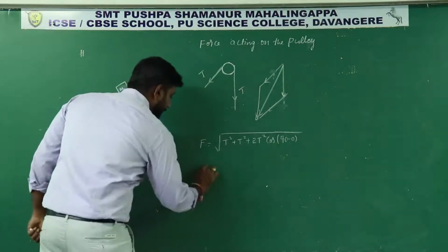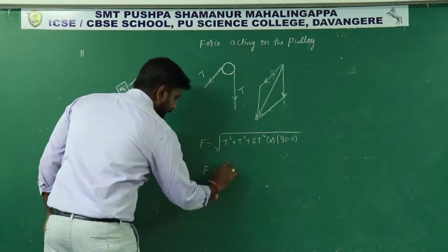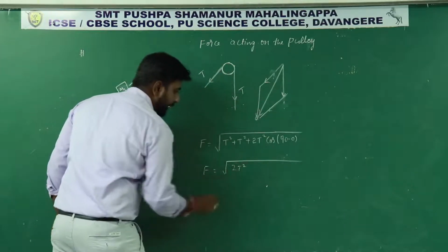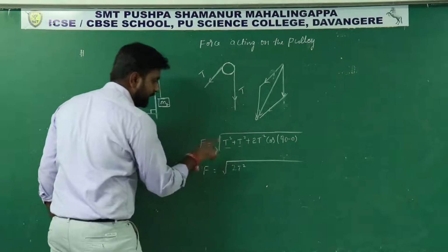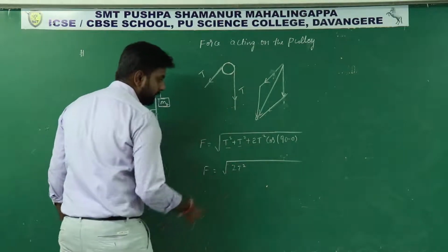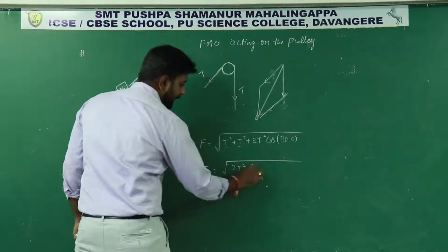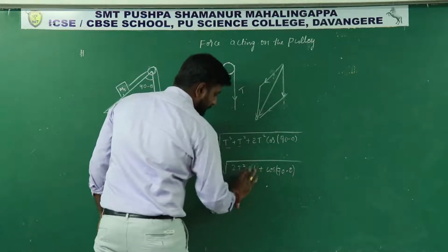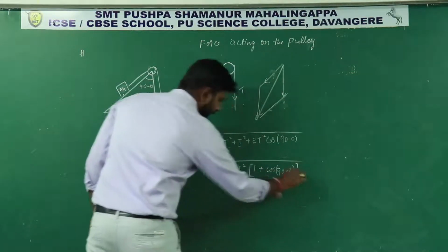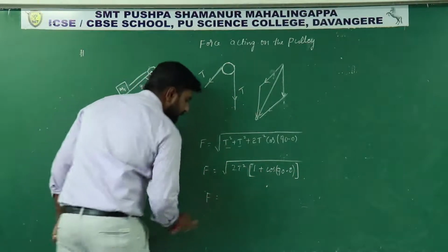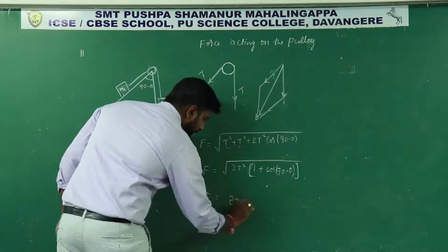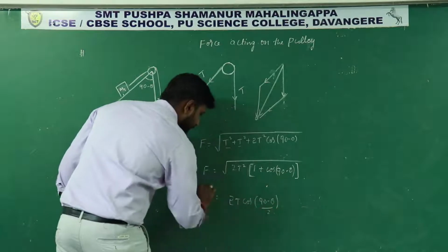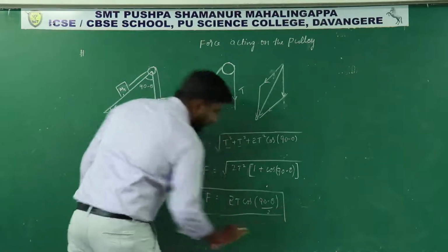Then this formula, after reducing, you can write it with one more step. If you take 2T square common outside, T square plus T square becomes 2T square. So 2T square plus 2T square cos (90 minus theta), you can write it as 2T square times (1 plus cos (90 minus theta)), isn't it? This you can write as 2T cos((90 minus theta)/2). So this is the force acting on the pulley.